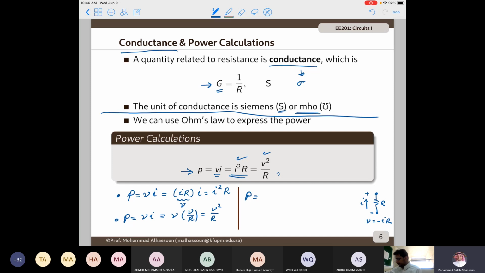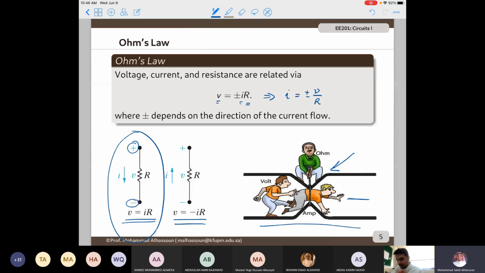Rahim? It will be negative IV. So I have negative I. Then according to the convention we have here, what will be the voltage? Ahmedani? Negative IR.